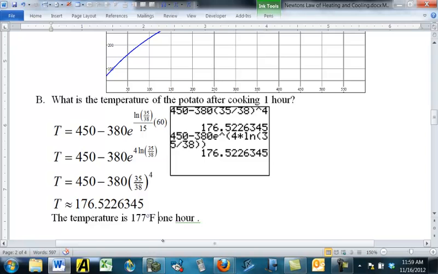Temperature, that's Fahrenheit. And the minutes are 60. 60 minutes are 1 hour. We know it's about 177 degrees Fahrenheit in 1 hour.